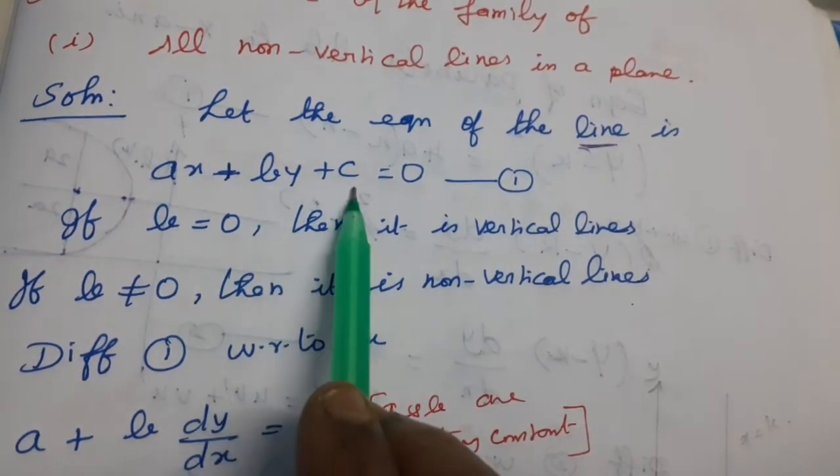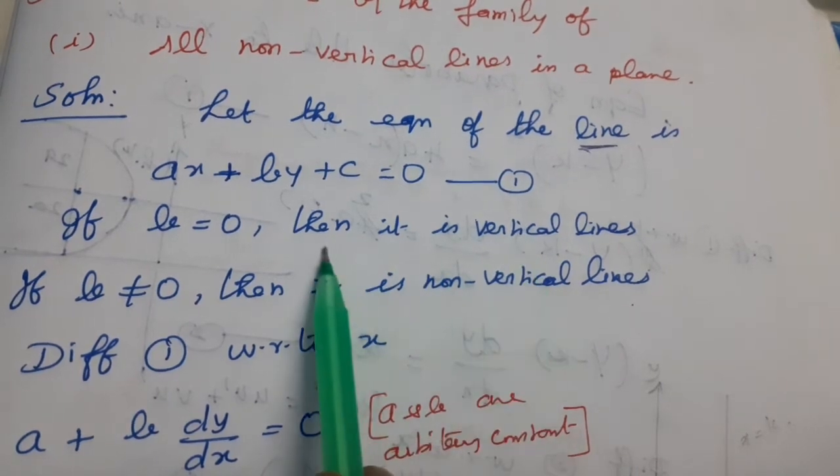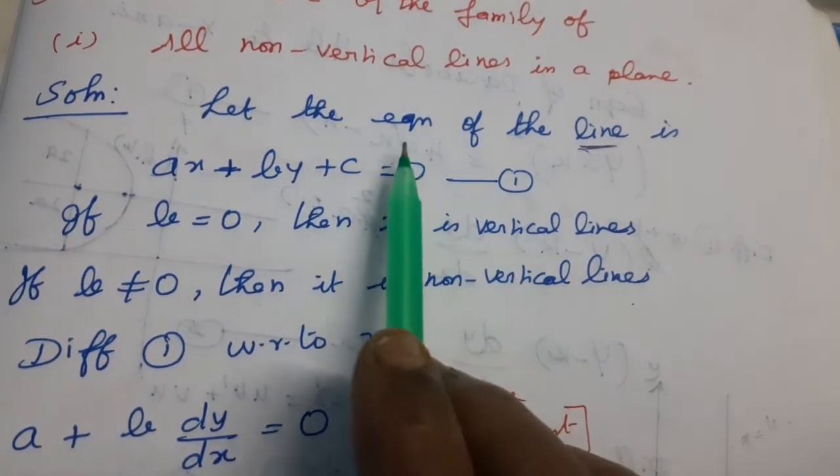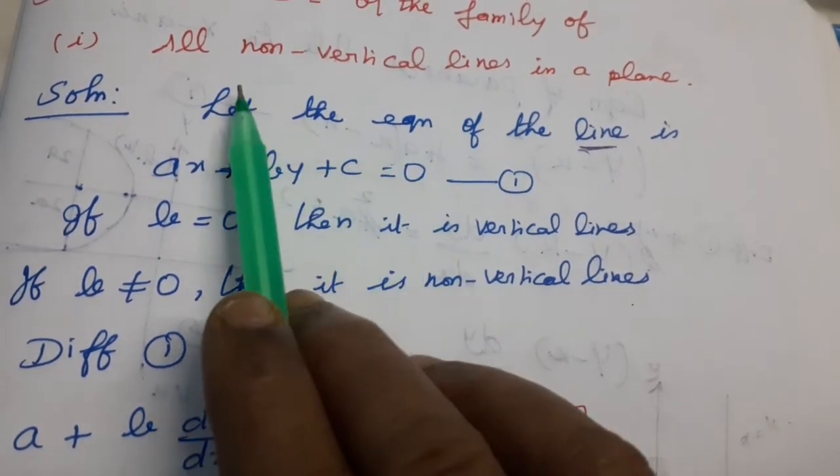Ax plus by plus c equal to 0. If b is equal to 0, then it is a vertical line. If you take all non-vertical lines in a plane, we frame the differential equation.